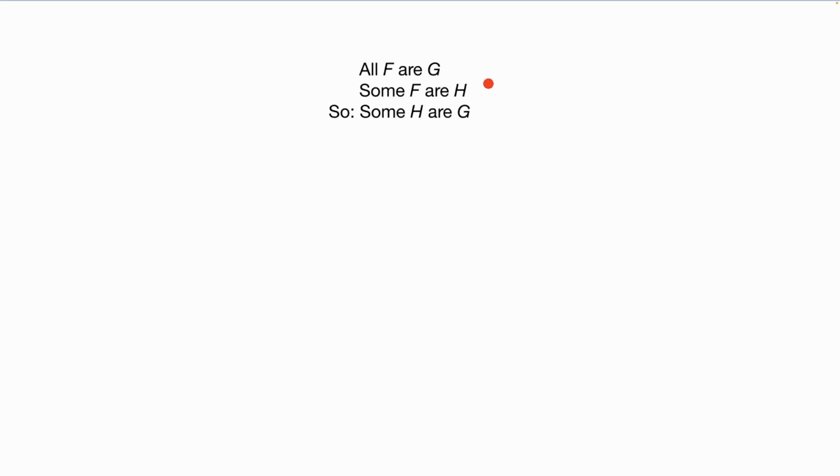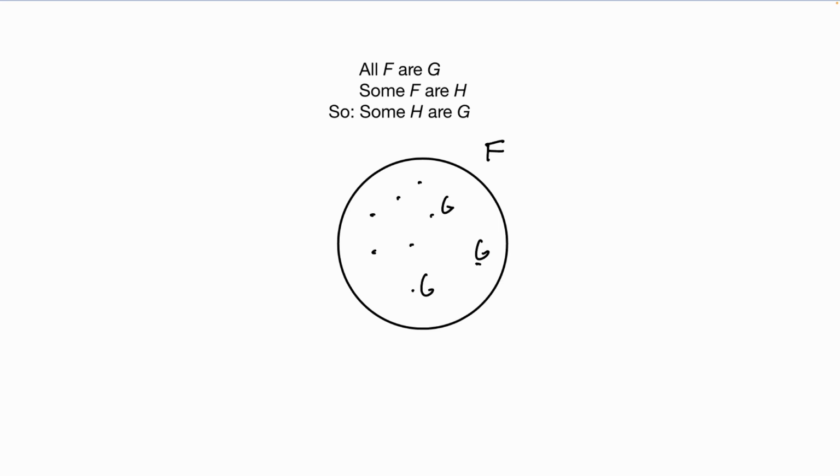All F are G, some F are H, so some H are G. Is this a valid form of reasoning? Well, this time let's try supposing or imagining both of these premises being true and see if that forces this conclusion to be true. So we start by imagining that everything that's F is G. So if I draw a picture representing all the things that are F, we know everything in there has to be G. So whatever thing I pick in this circle, it would always have to be G.